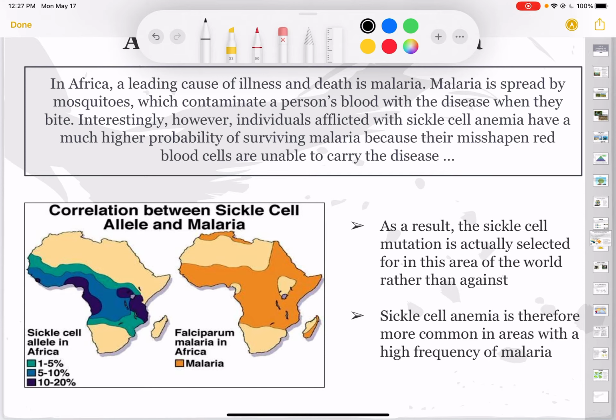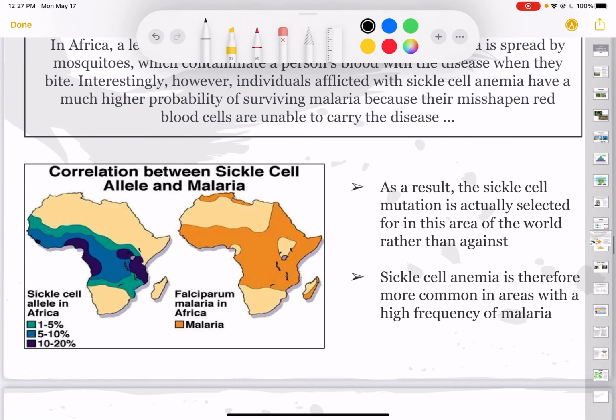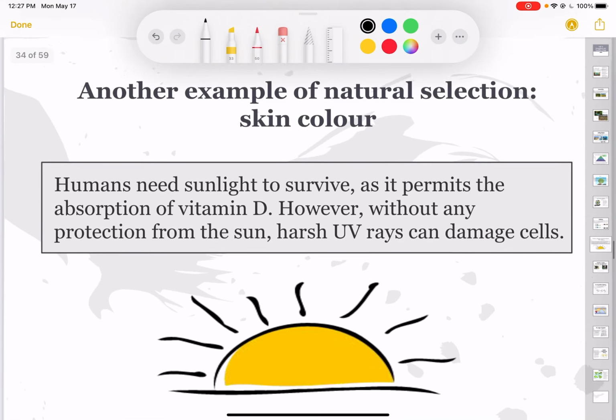So it says sickle cell anemia is therefore more common in areas with high frequency of malaria. If you look at the map of Africa, generally look at the area with sickle cell versus malaria, they sort of go hand in hand. So there's definitely a bigger area that has malaria, but generally that sickle cell area, the part that has a bunch of sickle cell, is also related to where malaria is.